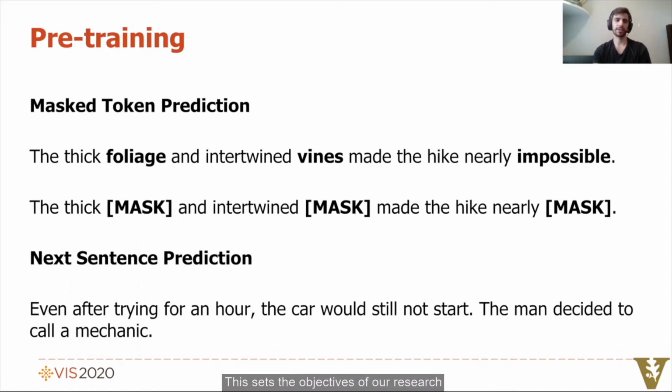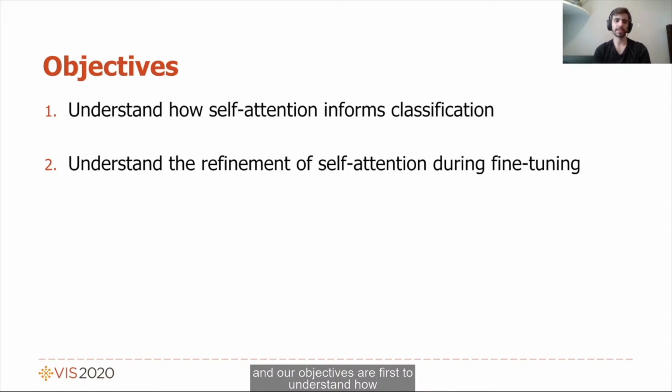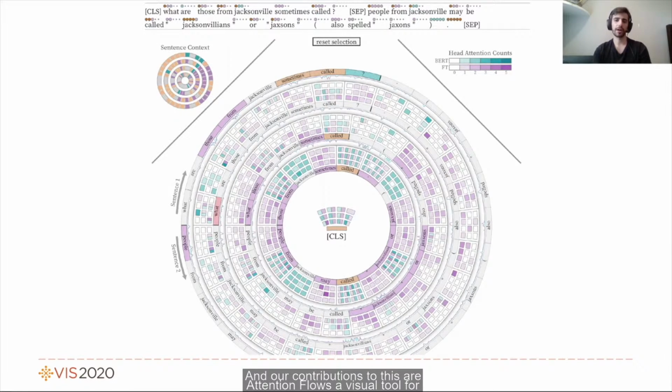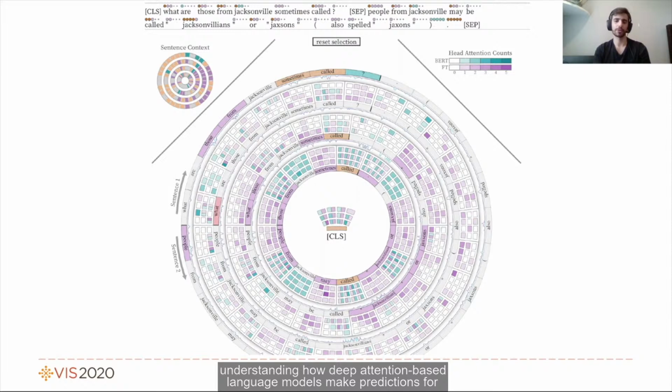This sets the objectives of our research. Our objectives are first to understand how self-attention forms classification, and we would like to understand how the model in question makes decisions via the words that it attends to. And our second objective is to understand the refinement of self-attention during fine-tuning. We would like to assess what was learned by the model when it's fine-tuned for a specific task in order to confirm that the model is learning relevant information. And our contributions to this are attention flows, a visual tool for understanding how deep attention-based language models make predictions for NLP understanding tasks and how their attention is refined during fine-tuning.